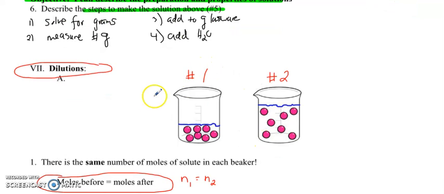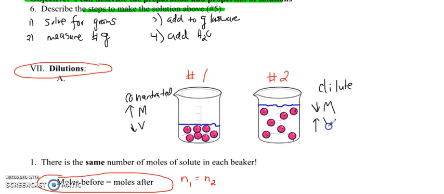I want you to look really carefully at beaker number 1 and beaker number 2. They each have 1, 2, 3, 4, 5, 6, 7 particles. So we could say that is, maybe 7 moles. Comparing them, beaker number 1 is very concentrated. Even though the number of moles are the same, beaker 1 has a very high molarity, a very high concentration, because it also has a low volume. Beaker number 2 is pretty dilute by comparison. It has the same number of moles, but it has a low molarity because it has a high volume.